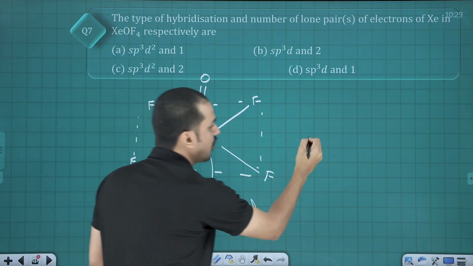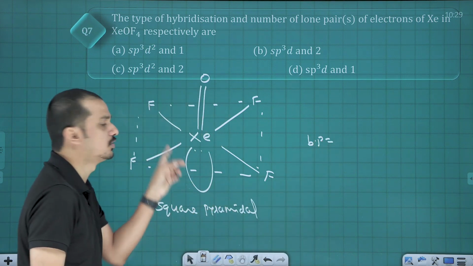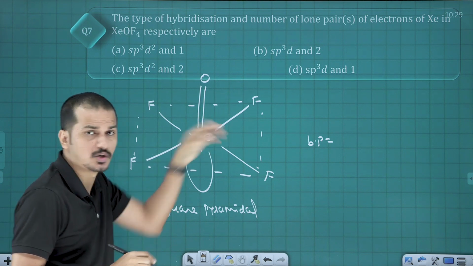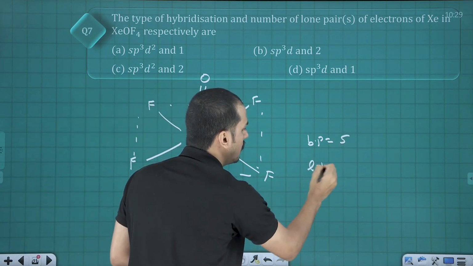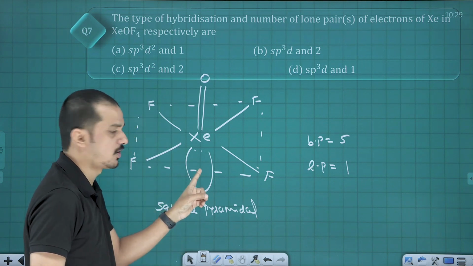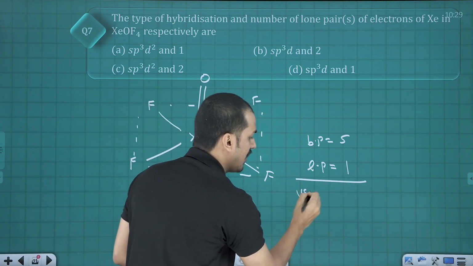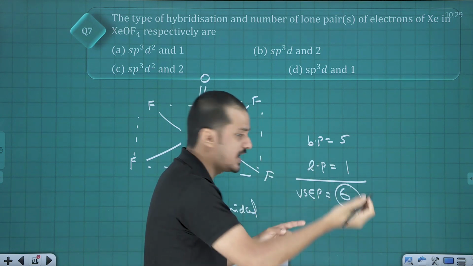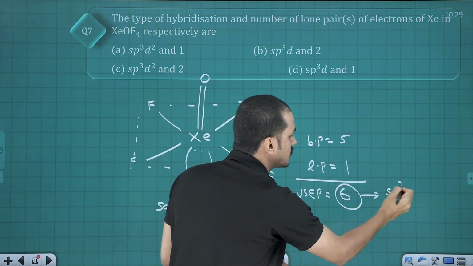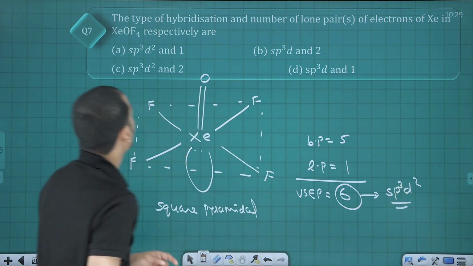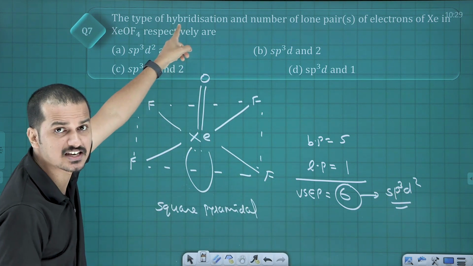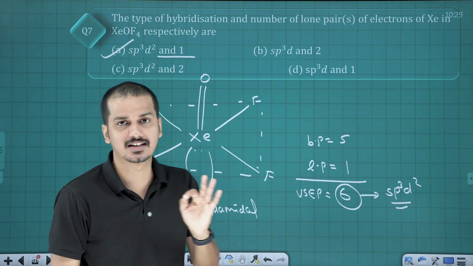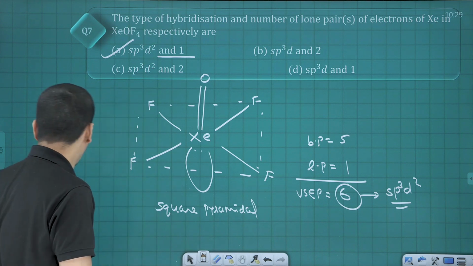Okay, what about the number of bond pairs? Bond pairs equal 1, 2, 3, 4, and all multiple bonds are treated as a single bond. So this also is 1. So total bond pairs 5. Lone pairs: 1 lone pair. So total valence shell electron pairs are 6. Total valence shell electron pairs 6 means the hybridization is sp3d2, and the number of lone pairs is 1. So option A is the correct answer. Ready? Okay, we can go to the next one.